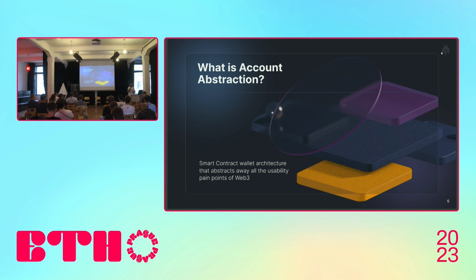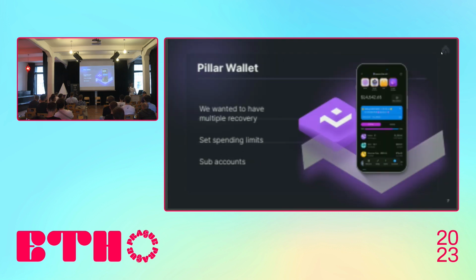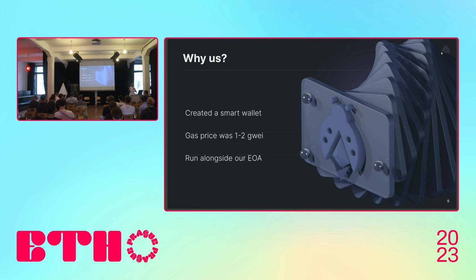In fact, we've been using this since 2018 in the Pillar wallet, where we wanted to take advantage of smart contract technologies, where we wanted to add spending limits and multiple recovery and so forth, and started using smart contract technologies as account abstraction in 2018. Then it was easy for us to use because gas was cheap, 1 to 2 gwei on mainnet. Then we had a problem.